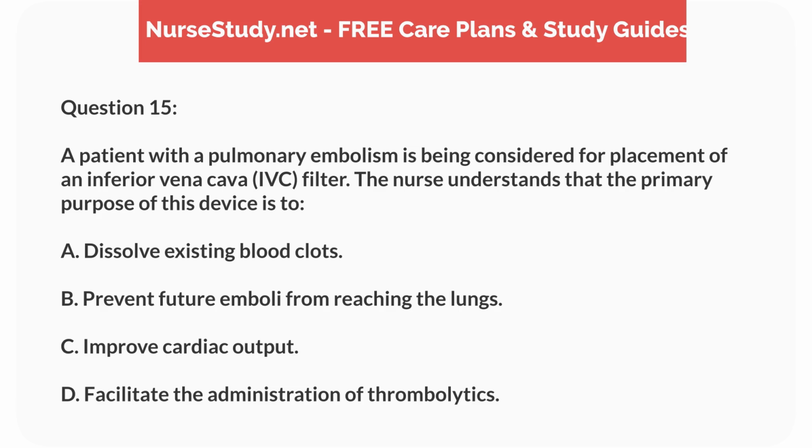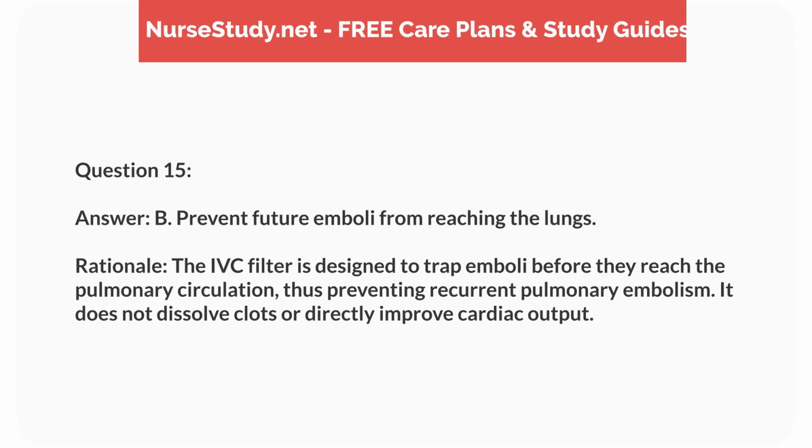Question 15. A patient with a pulmonary embolism is being considered for placement of an inferior vena cava (IVC) filter. The nurse understands that the primary purpose of this device is to A. Dissolve existing blood clots. B. Prevent future emboli from reaching the lungs. C. Improve cardiac output. D. Facilitate the administration of thrombolytics. Answer: B. Prevent future emboli from reaching the lungs.